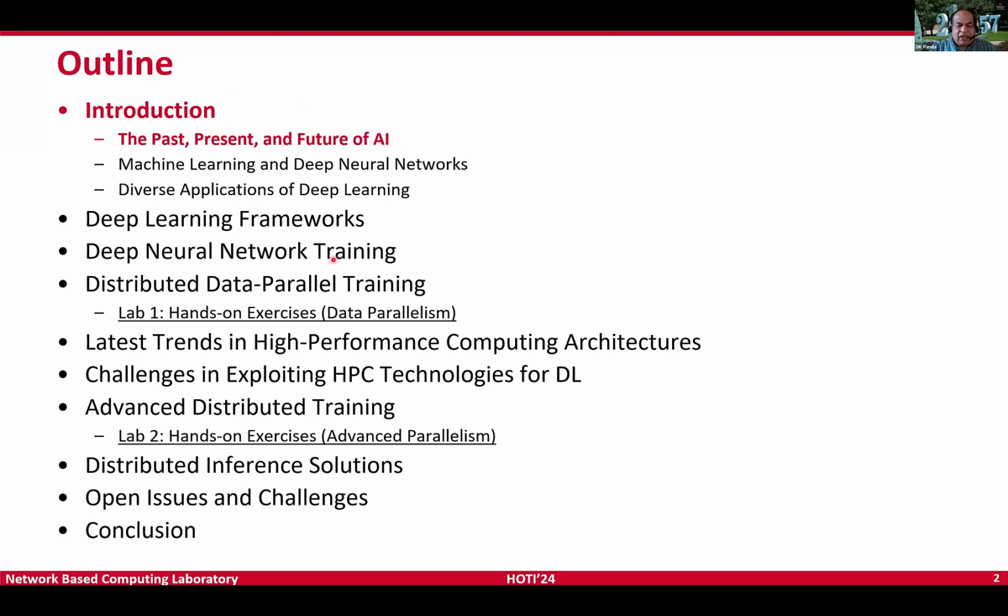So this will be the outline. We'll start with a very high-level introduction just to warm you up, saying what is the past, present, and future of AI. Go over a little bit about machine learning and deep learning, deep neural network concepts. There are diverse applications of deep learning. And then we'll go into the deep learning frameworks themselves, because this is where most of the AI users interact, like PyTorch, distributed PyTorch, DeepSpeed, etc.